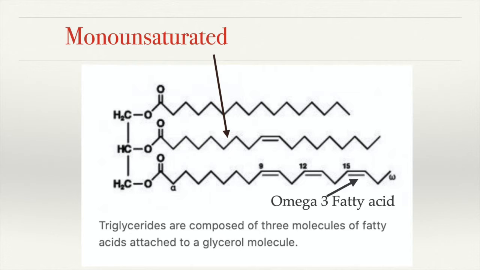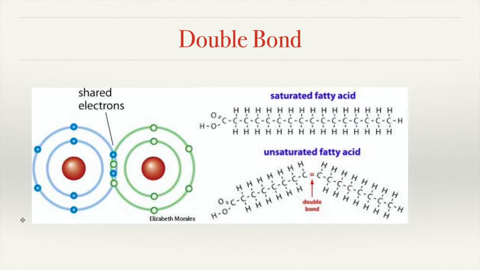This is a polyunsaturated fat. In this case, it's an omega-3 fatty acid because the first double bond comes at the 3rd carbon, starting at the omega end. You see the small omega at the right side of your chart. A little basic chemistry: a double bond means there's a sharing of electrons. Here is an example of an unsaturated fatty acid. The double bond is in the 9th position here and is the common position for the unsaturated fatty acid that you find in olive oil.